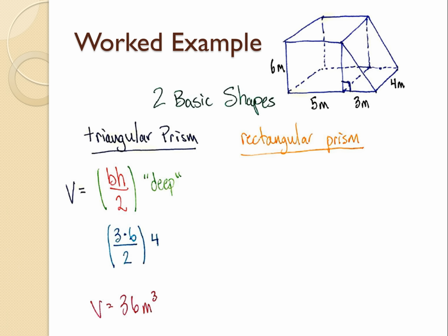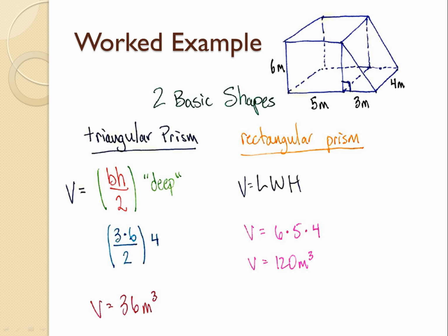So that leaves us with just the rectangular prism, which is the most straightforward of all areas and volumes to find. It's just length times width times height. And yes, it does not matter what order you put length, width, and height in, as long as you're not repeating yourself. So I have 6 times 5 times 4. Put that in the calculator or do it in your head, and we have 120 cubic meters.